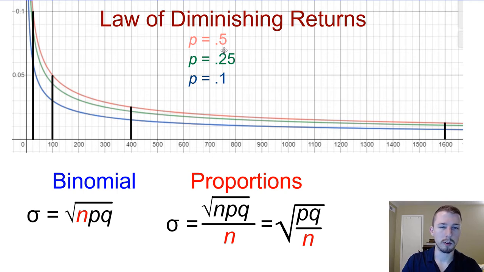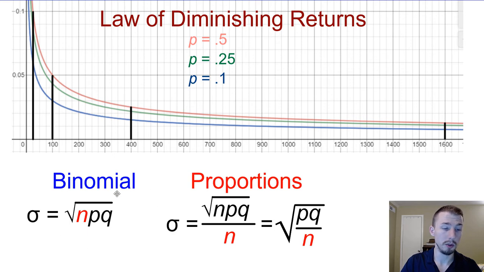So for these, I graphed out 3 different probabilities of success: 50%, 25%, and 10%. The largest standard deviation is going to be with 50-50. That's like our worst case scenario. So that's going to be the highest one. As we get further away from 50-50, the lower our standard deviations are going to be.